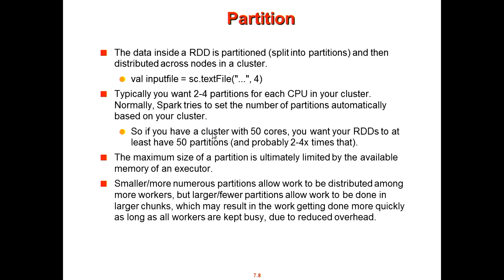So if you have a cluster with 50 cores, remember it's not nodes, it's the number of CPUs, then if you want to utilize the computation power of your cluster, you want your RDDs to be split into at least 50 partitions, so each partition can be processed on one CPU. And probably 2 to 4 times the number of cores. That's how Spark computes the number of partitions for you.